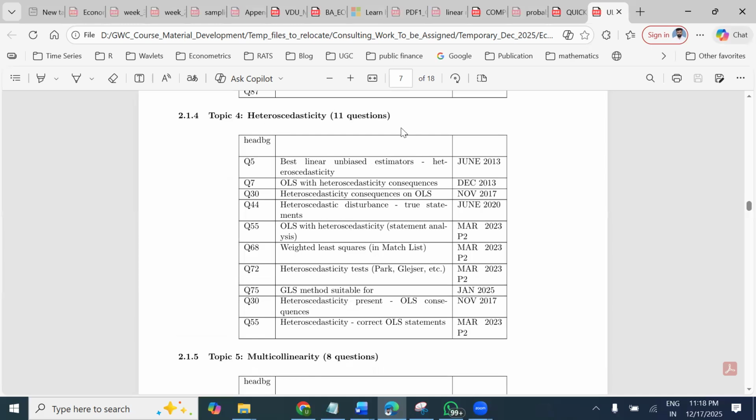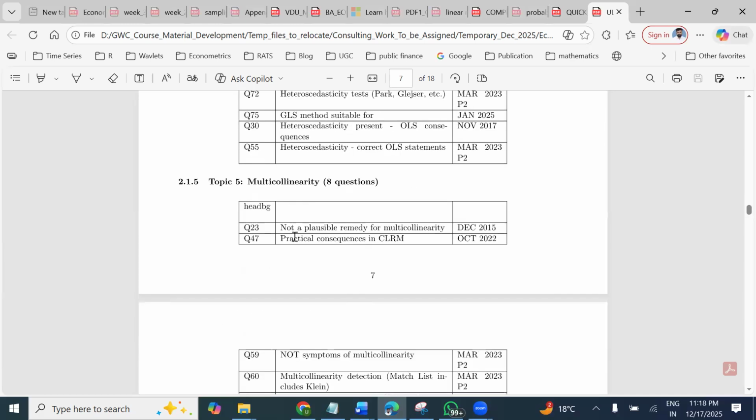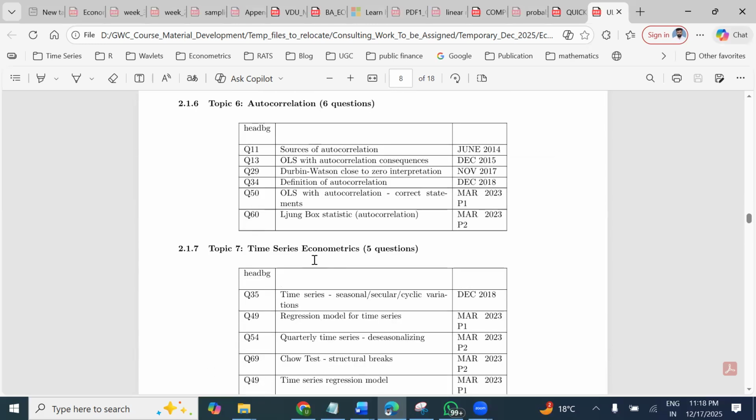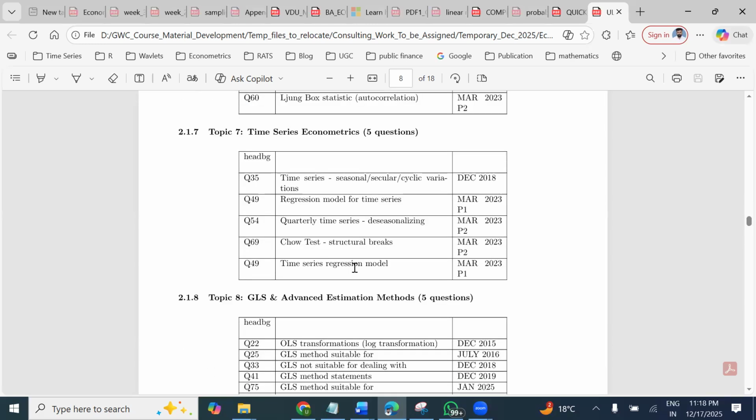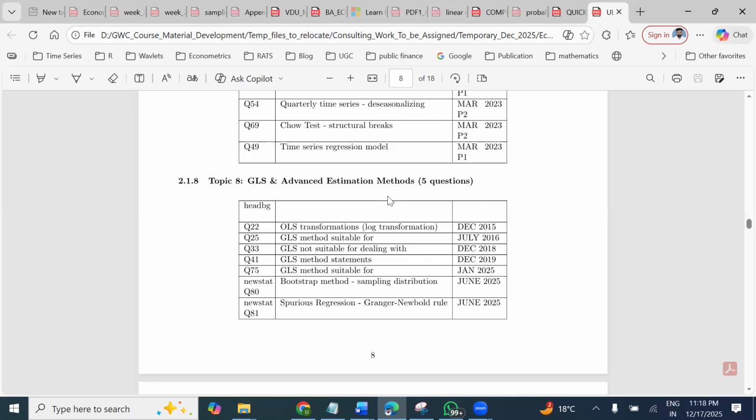Then heteroscedasticity, what are the things you should know? Are you getting? Then multicollinearity, autocorrelation, time series econometrics, GLS and advanced estimation methods, because in new questions, June 2025, the bootstrap method was there, sampling distribution basically. Then what is spurious regression, Granger Newbold rule, it was asked in the June 2025 question.